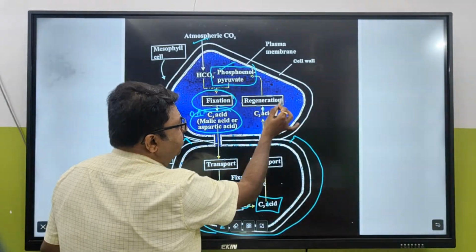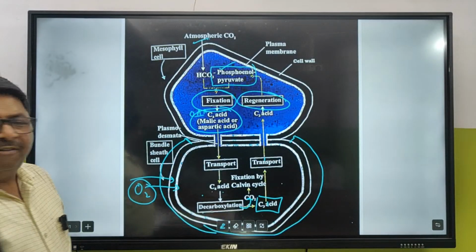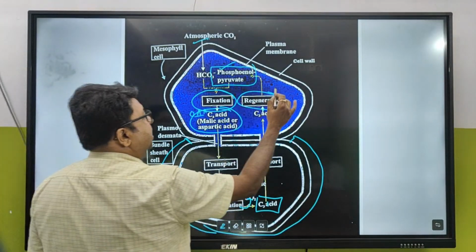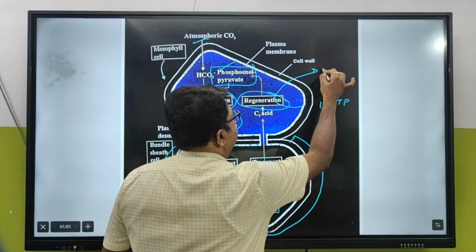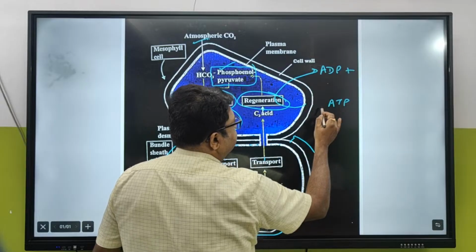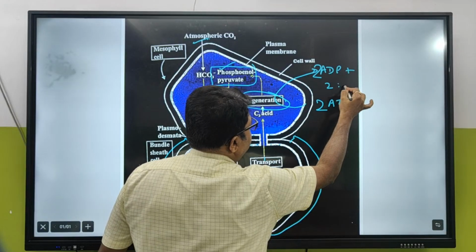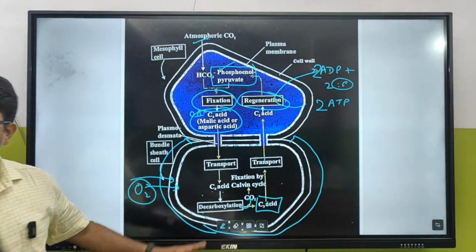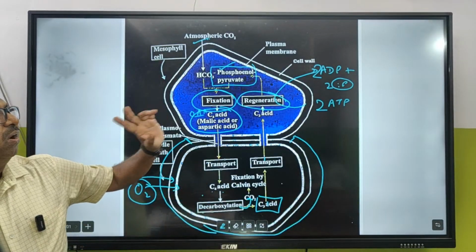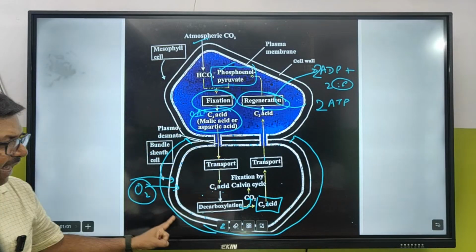But remember, what is given over here? Regeneration. For regeneration, what is required? 1 ATP is broken down into ADP plus 1 or 2? 2 ATP is broken down into 2 ADP plus 2 Pi. Fine. This is the regeneration of phosphoenol pyruvate. This is the cycle which goes on.